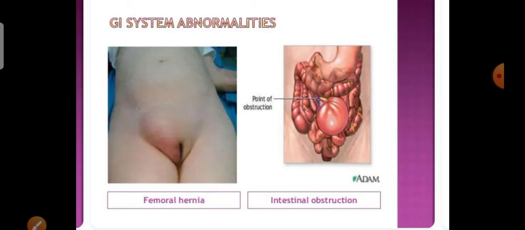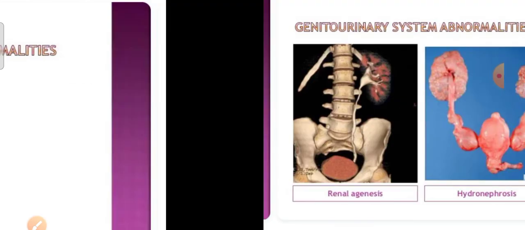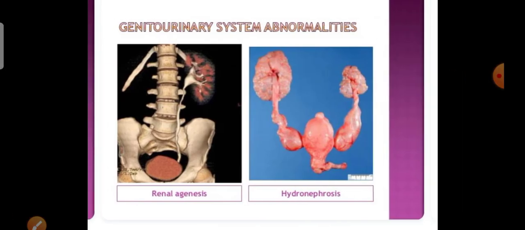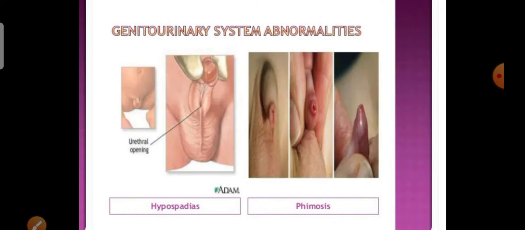Next, intestinal obstruction. There will be a point of obstruction, like here all the structures will be there. Next, choanal atresia. Next, pulmonary agenesis. Next, renal agenesis. Next, hydronephrosis is the formation of water, so due to the formation of water it will look like this. Next, genitourinary system abnormalities, polycystic kidneys. The shape of the kidney is like a bean, but here there will be a few cysts. Another is the horseshoe kidney, where the shape of the kidney is like this due to congenital defects.